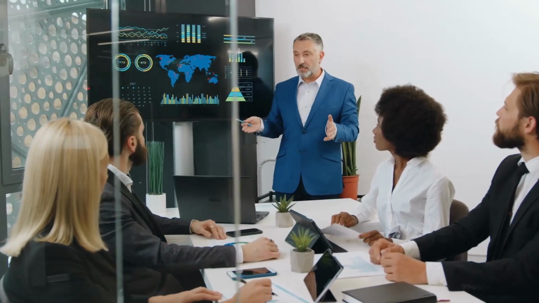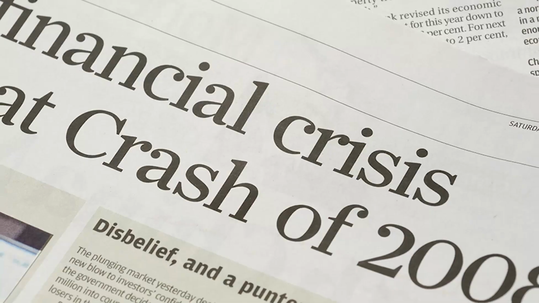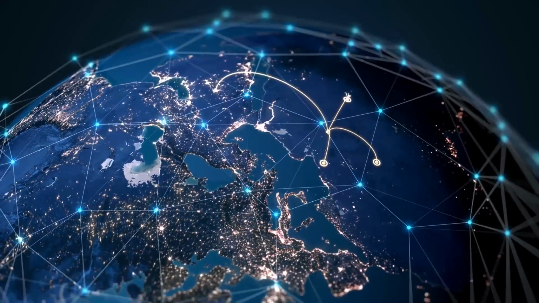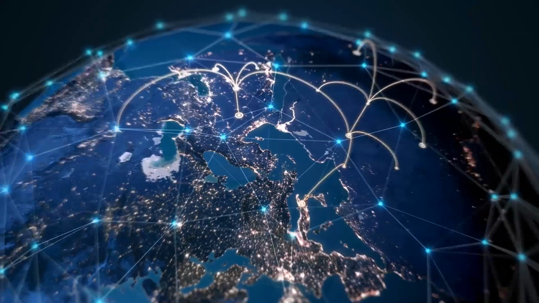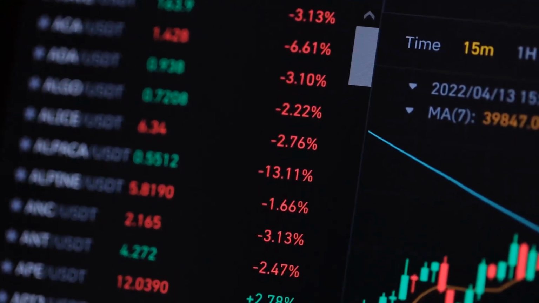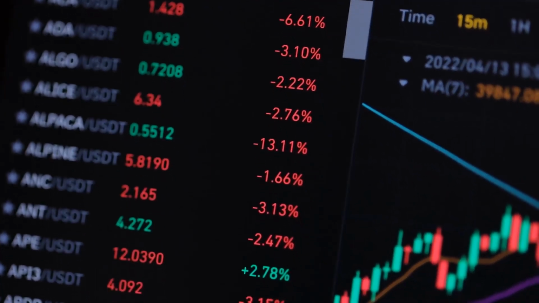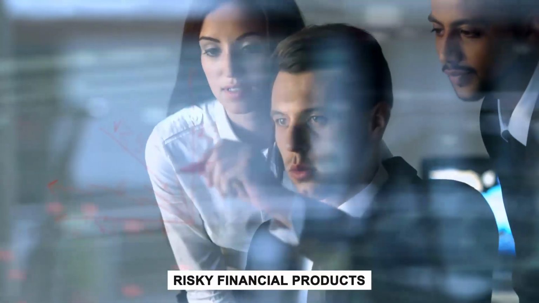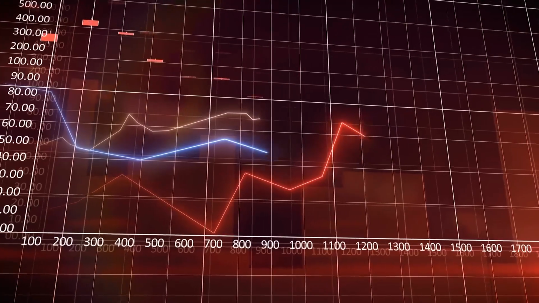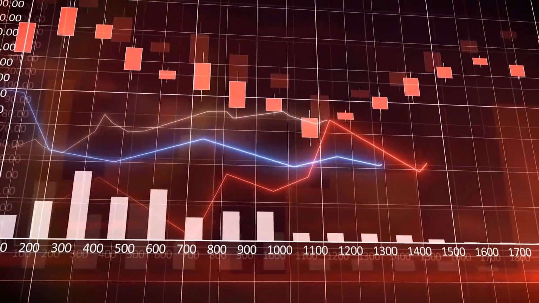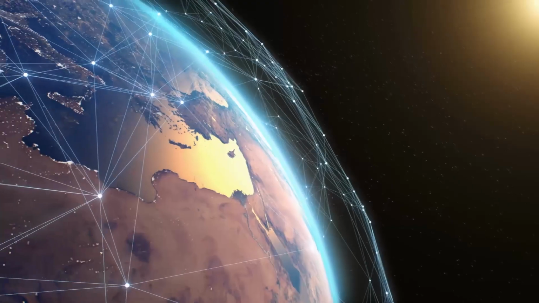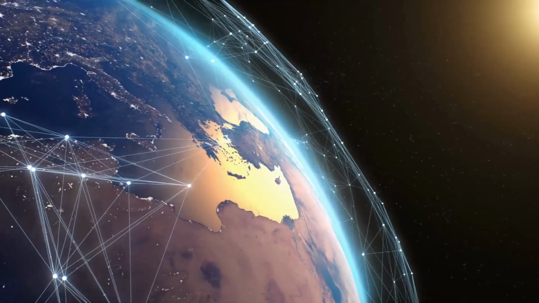Lastly, let's turn our attention to one of the most significant financial crises in recent history, the 2008 financial crisis. This event shook global markets, and its reverberations are still felt today. In 2008, the world faced a severe financial meltdown. It was a culmination of factors, including a housing market bubble, risky financial products, and a lack of oversight. The crisis exposed systemic risks and failures in the financial industry. Large institutions like Lehman Brothers collapsed, and the interconnectedness of global markets became painfully evident.